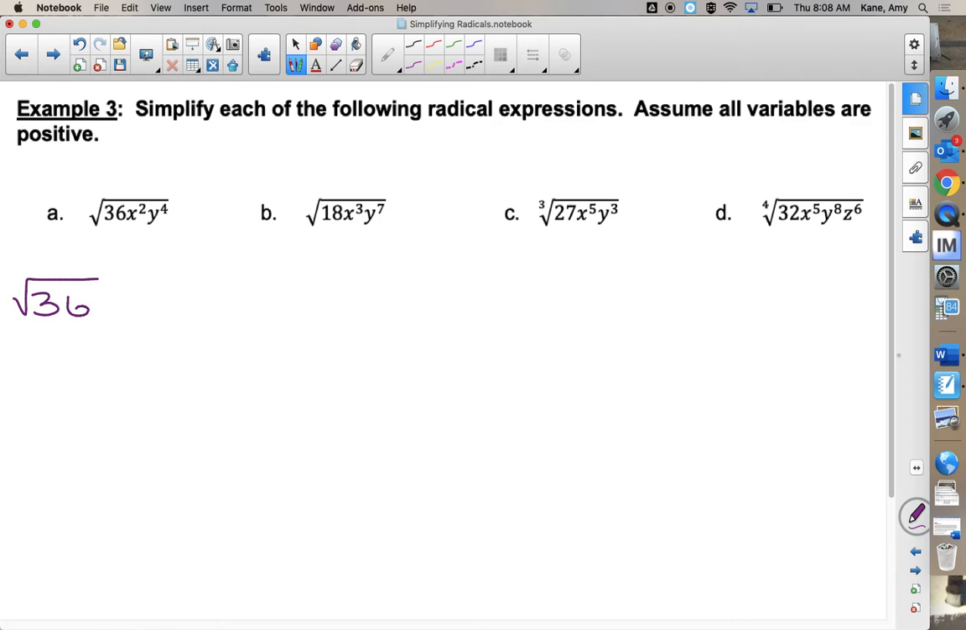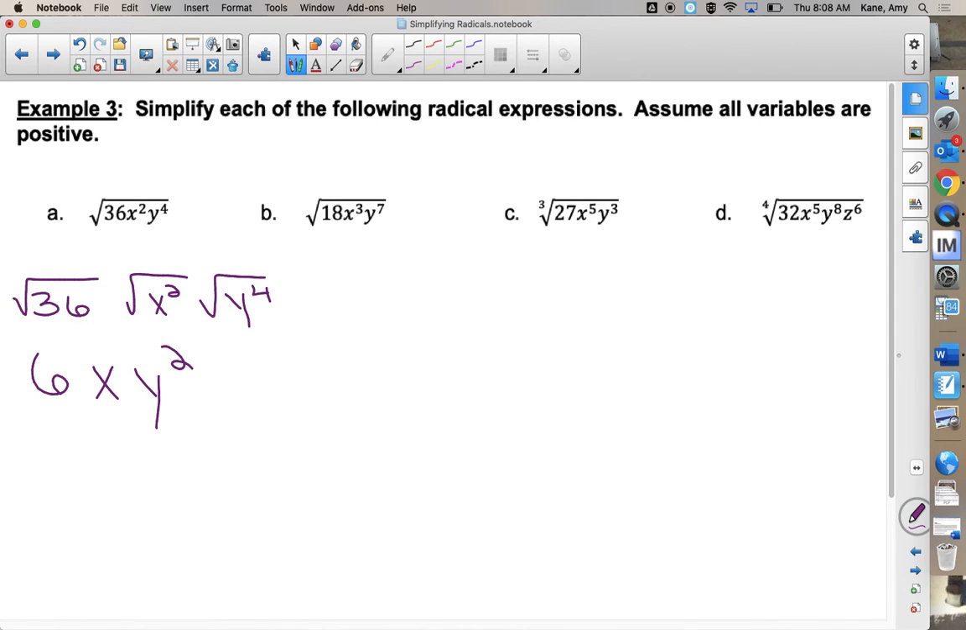So I'm going to write this, and you don't have to write it like this all the time, but just to kind of show you what you're really thinking about. You're square rooting each piece. So I can separate them because this is the product property. It's being multiplied. Really, that means each piece underneath has a square root with it. So Jack, the square root of 36 is 6. What's the square root of x squared? And then the square root of y to the 4th is y.